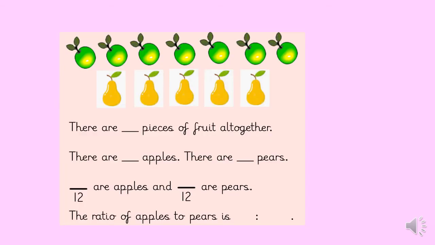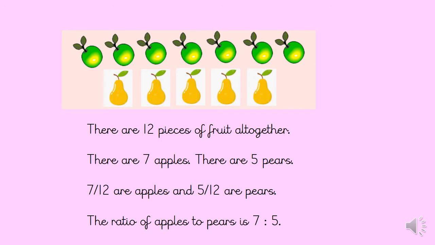Now have a try at completing the description for this picture. This one includes a ratio as well as fractions. Remember, the colon sign is our way of comparing two numbers in a ratio. So this time your description should be that there are 12 pieces of fruit altogether. There are 7 apples and there are 5 pears. So 7 out of a total of 12, or 7/12, are apples, and 5 out of a total of 12 are pears. 5/12 are pears. The ratio of apples to pears is 7 to 5, so for every 7 apples there are 5 pears.